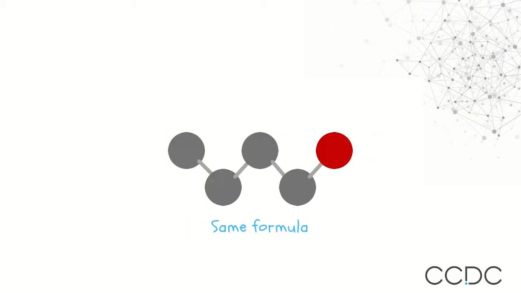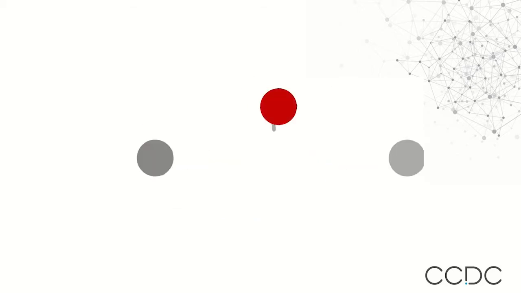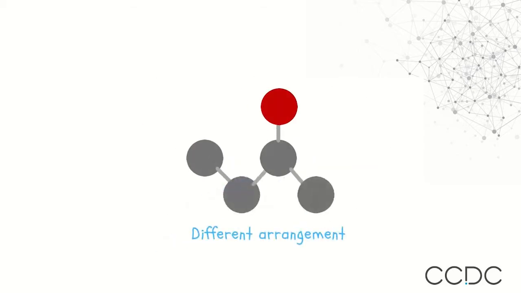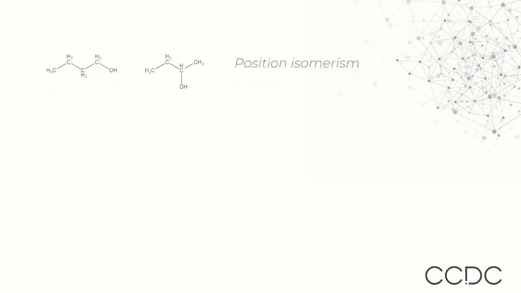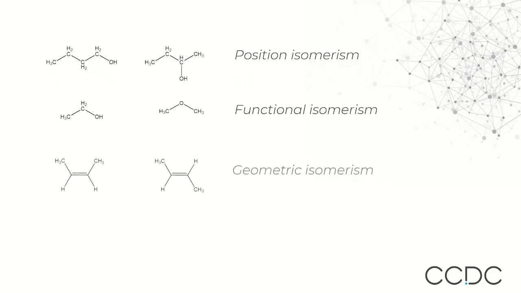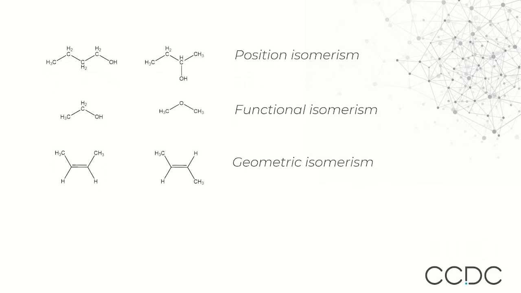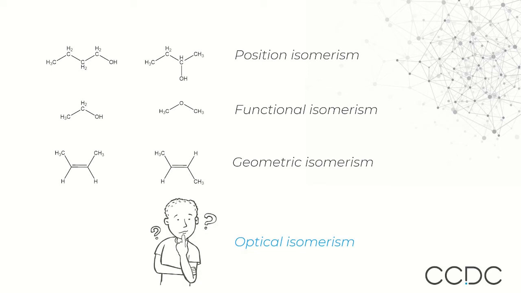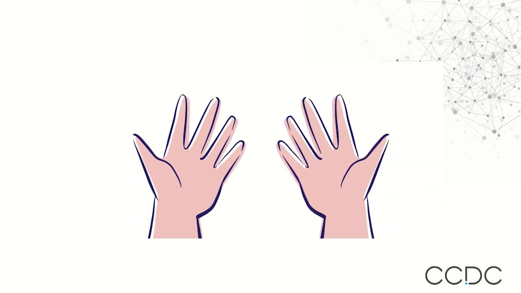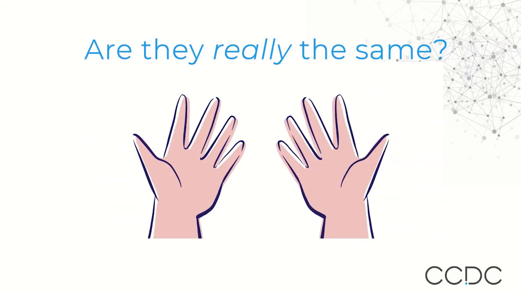In chemistry, we often hear about the term isomerism, referring to molecules that have the same formula but are arranged differently in space. There are multiple types of isomerism, such as position, functional, and geometric isomerism, to name a few. But perhaps one of the trickiest to get our heads around is optical isomerism along with the notion of chirality. Let's take a quick break from chemistry and take a look at our hands. What do you think? Are they really the same?